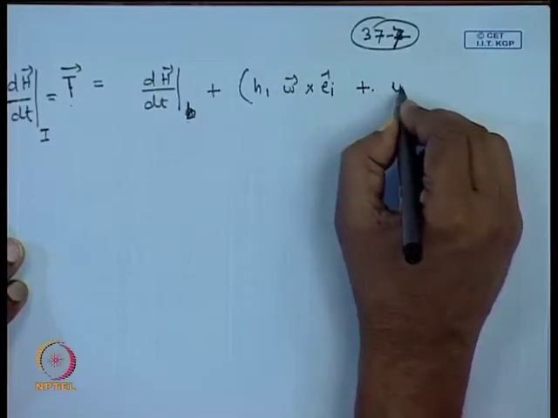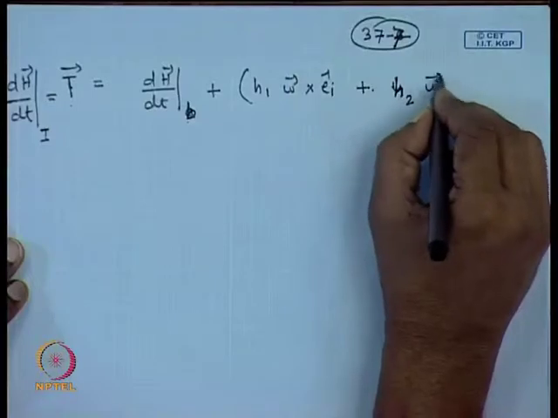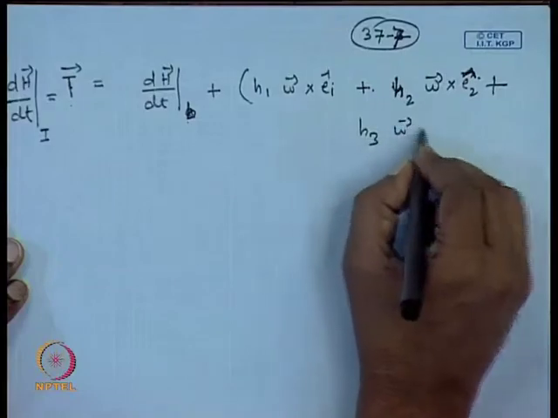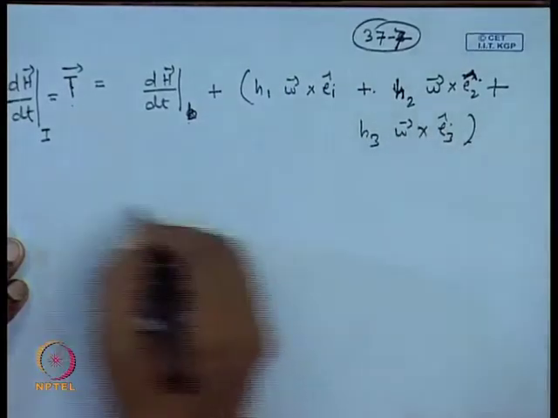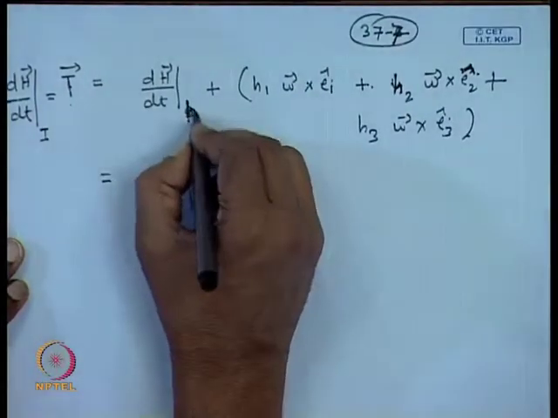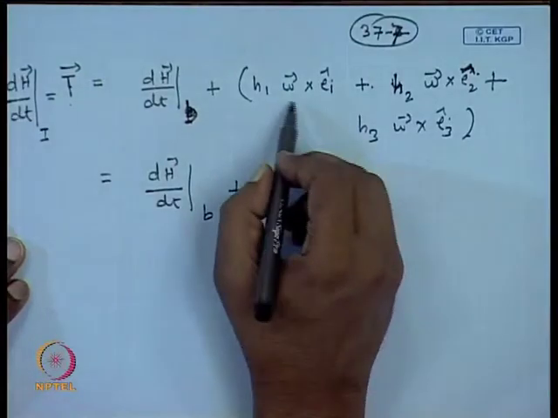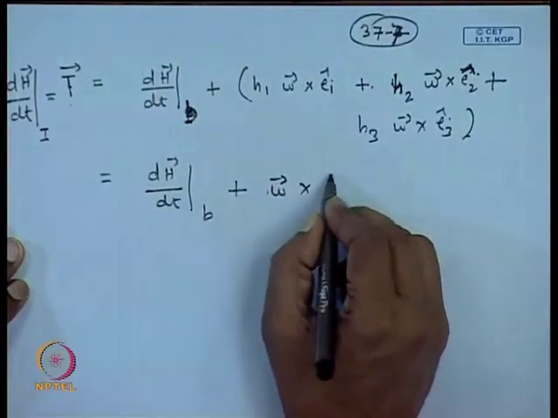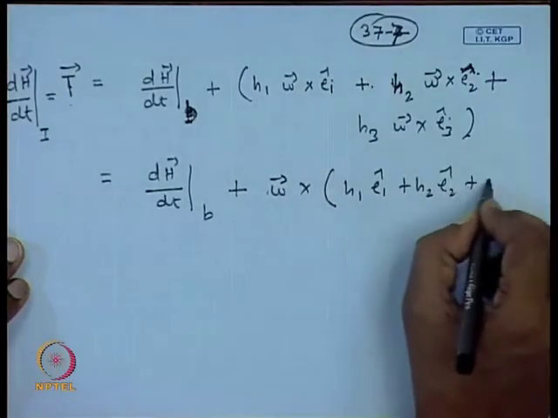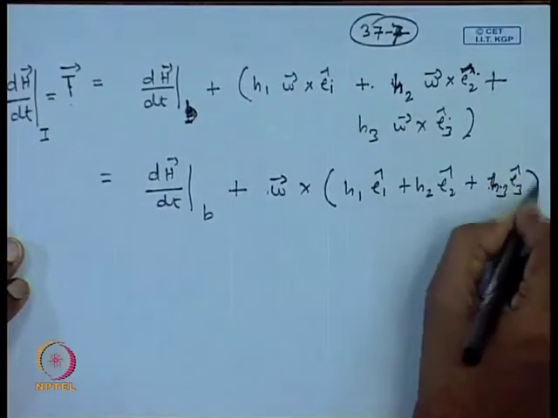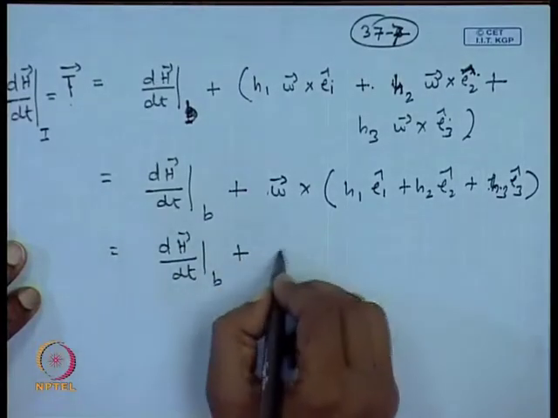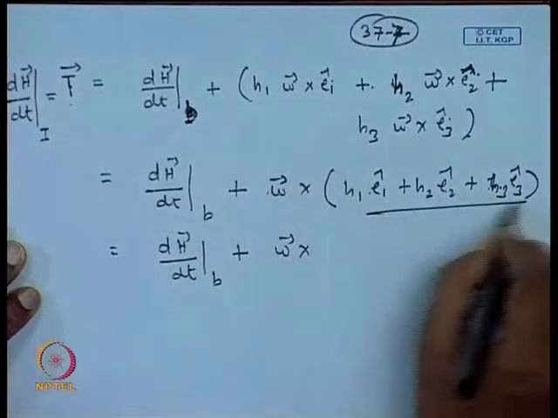Then h 2 times omega cross E 2 cap plus h 3 times omega cross E 3 cap. Now you can recognize that this thing can be written as H 1 E 1 cap plus H 2 E 2 cap plus H 3 E 3 cap. And this quantity is nothing but H.